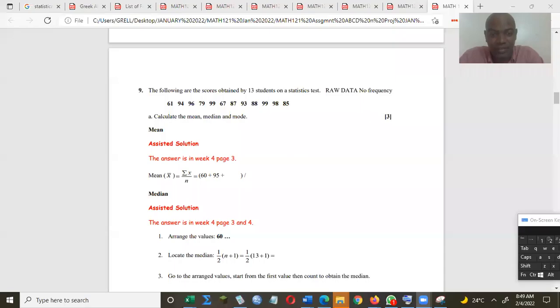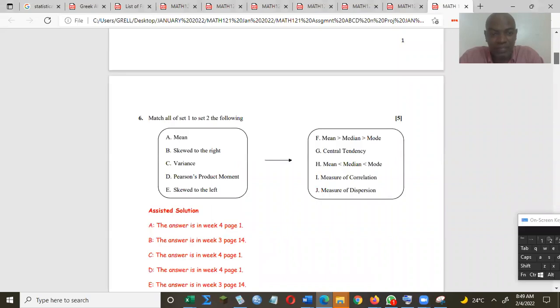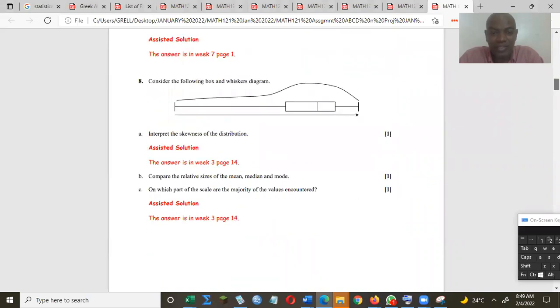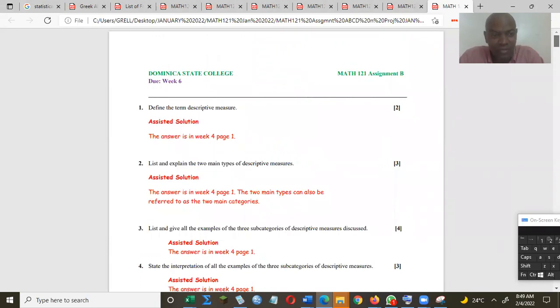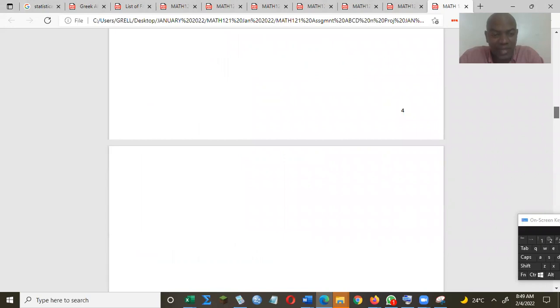Yes. So as we say, numbers 1 to 8, please attempt it independently, and you don't necessarily have to start on number 1. Number 1 can be easily done. Define the term statistics. Let's start with number 9.